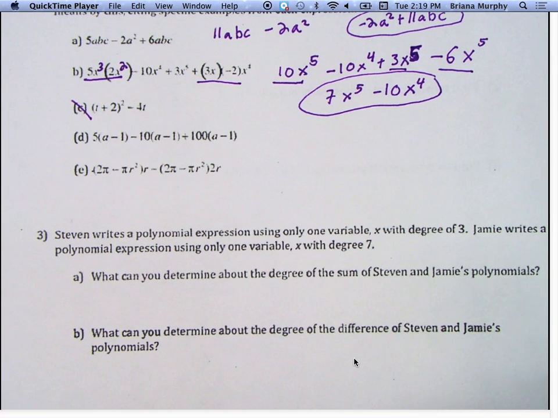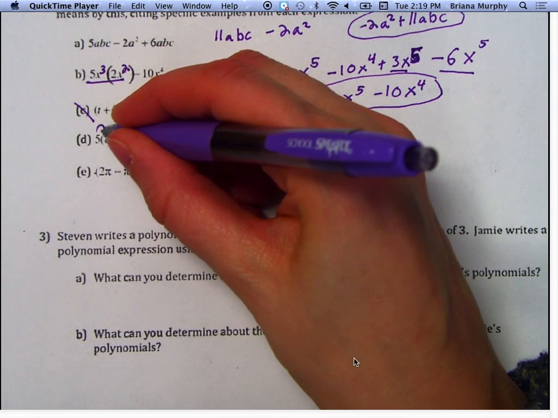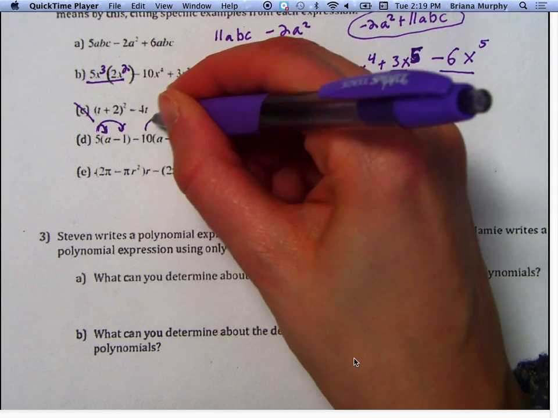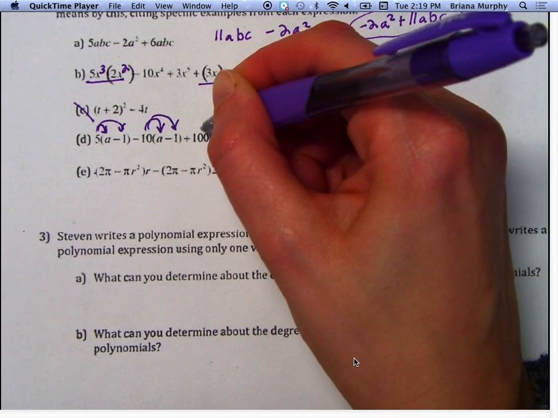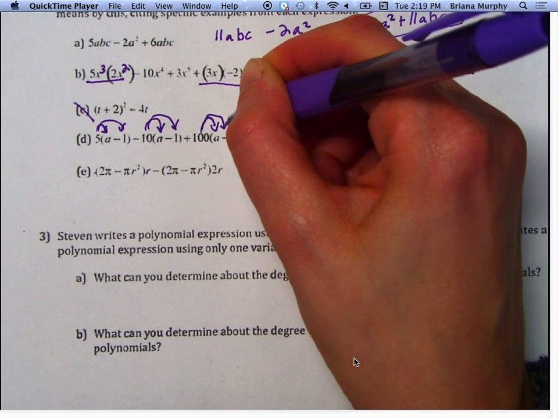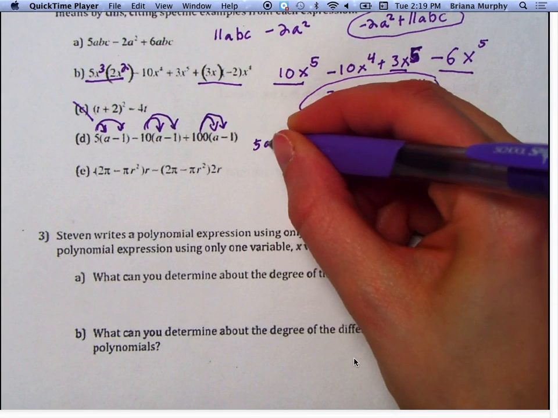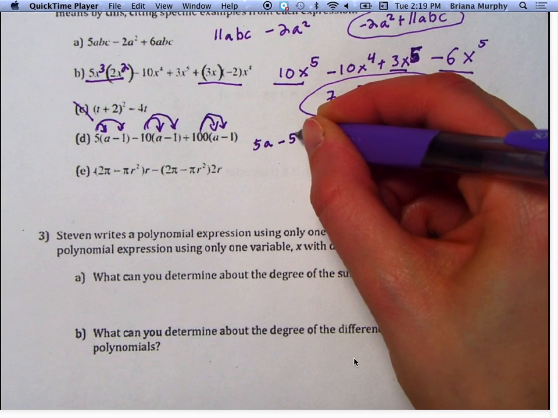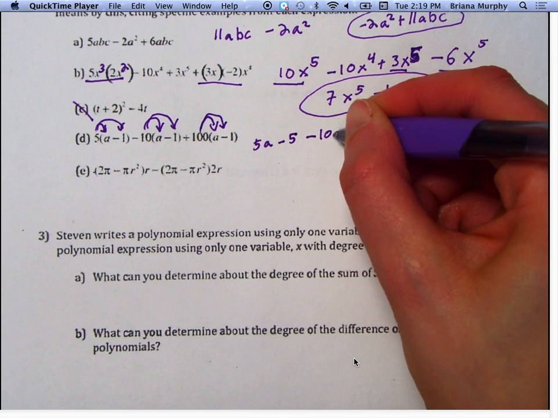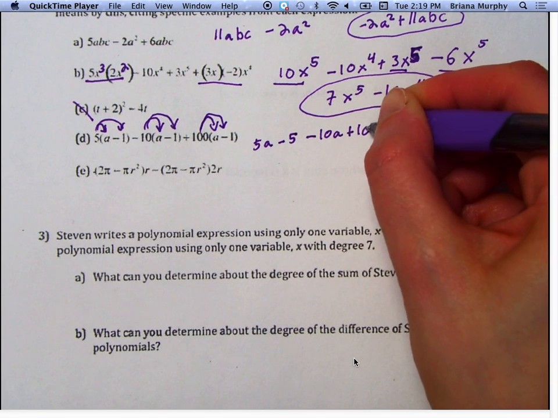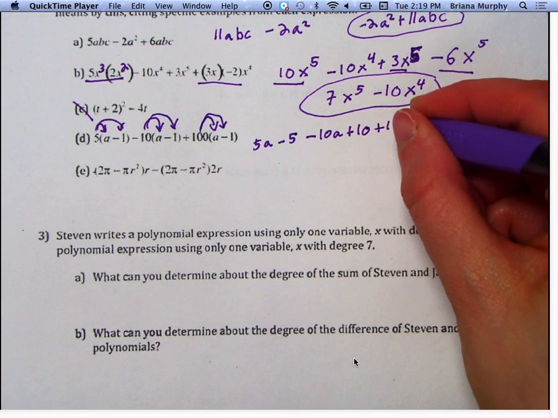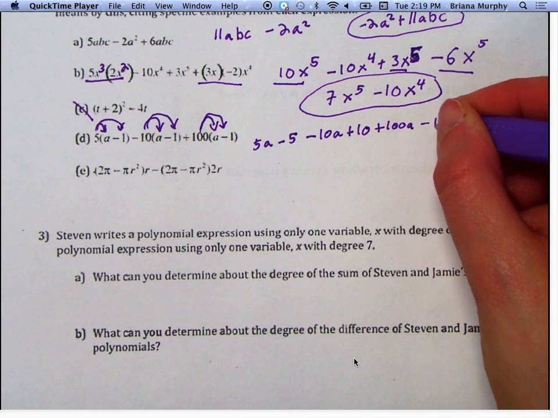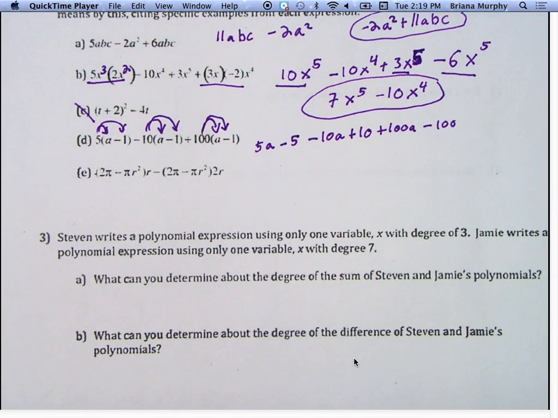For D, what do we have to do for these? When I look at this, if I want to combine, we have to distribute. We're going to distribute a couple of times. So I get 5a minus 5, minus 10a plus 10, plus 100a minus 100. Everybody okay with that? Yes.